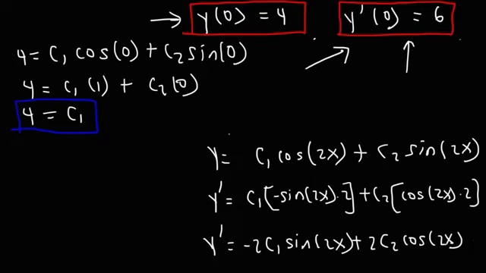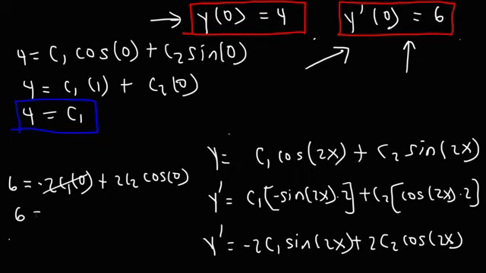So now let's plug in this expression. So y prime is 6, and then sine 2x, that's going to be sine 0, so that whole thing is 0, plus 2c2 cosine of 2 times 0, so this is what we have. This disappears. We know that cosine 0 is 1, so dividing both sides by 2, c2 is equal to 6 divided by 2, which is 3.